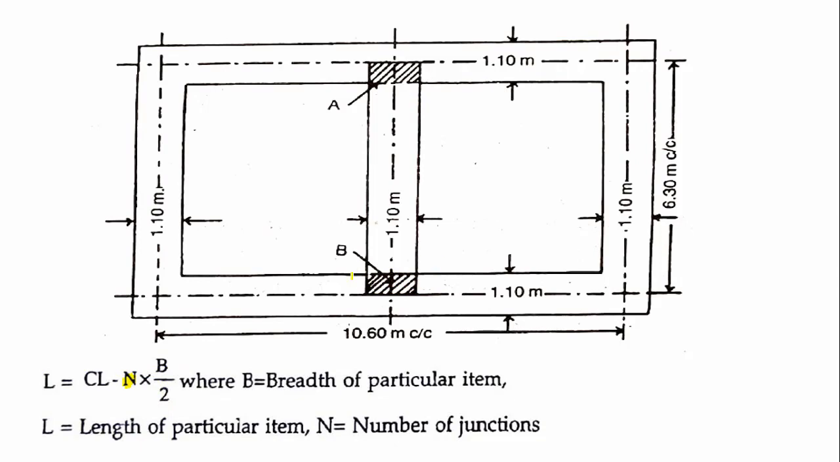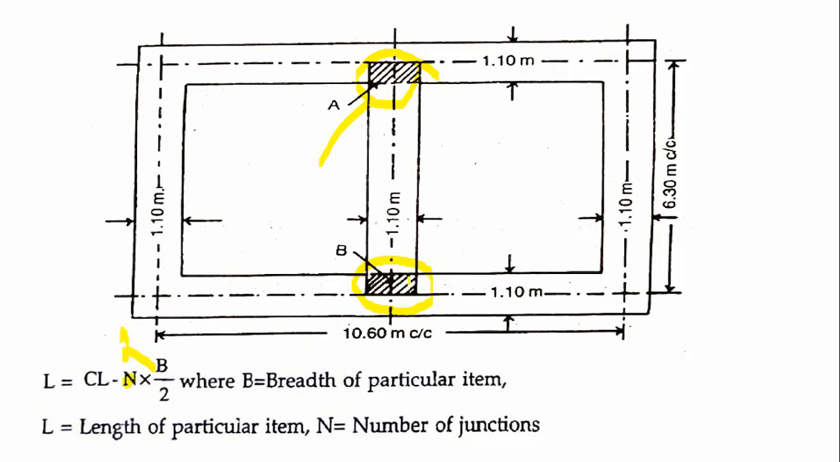So here in this plan, if you see, this is one junction we have, this is another junction we have. So therefore here the N value has to be substituted as 2. B is nothing but the width of the item. What item we are calculating, that width has to be substituted.